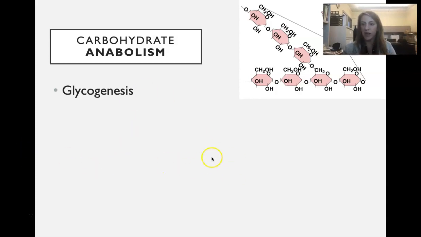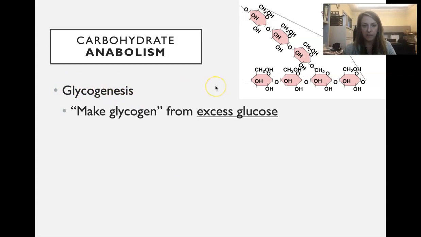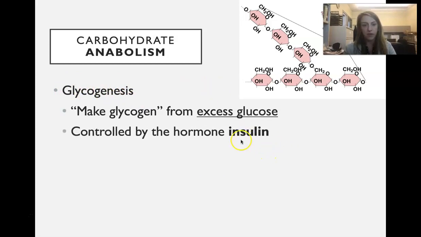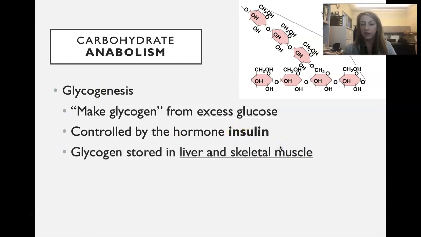So what happens then when you have extra blood glucose is glycogenesis. So genesis meaning birth or building, right? And glyco is glycogen. So you're building glycogen, making glycogen from excess glucose in your blood. This is controlled by insulin. And glycogen is stored in liver and skeletal muscle. So this is great because then later on when you need that glucose source and you can't eat right then, now you have something you can break down and use for energy.